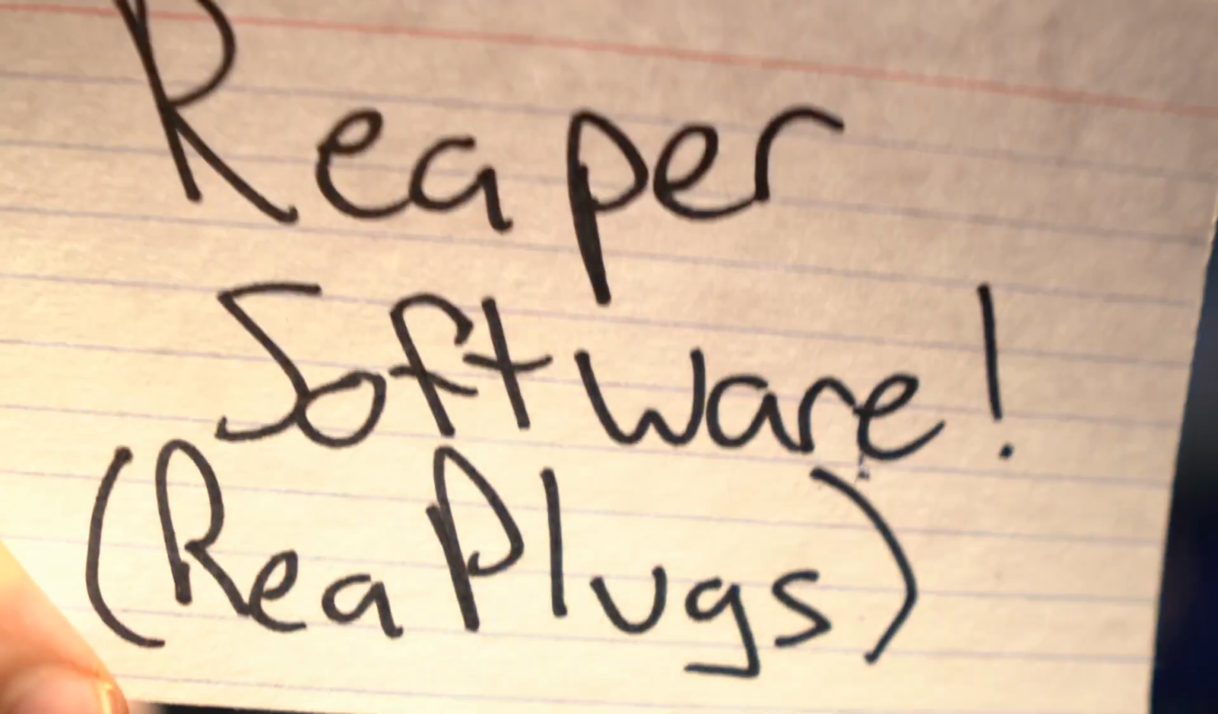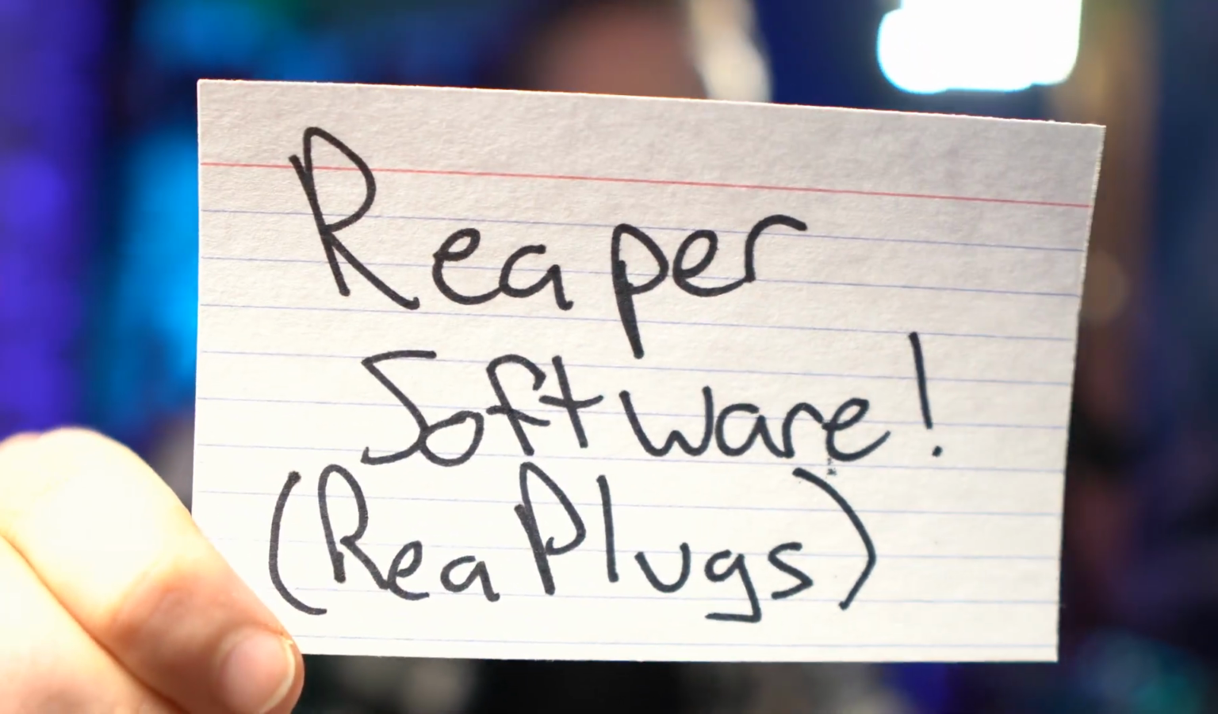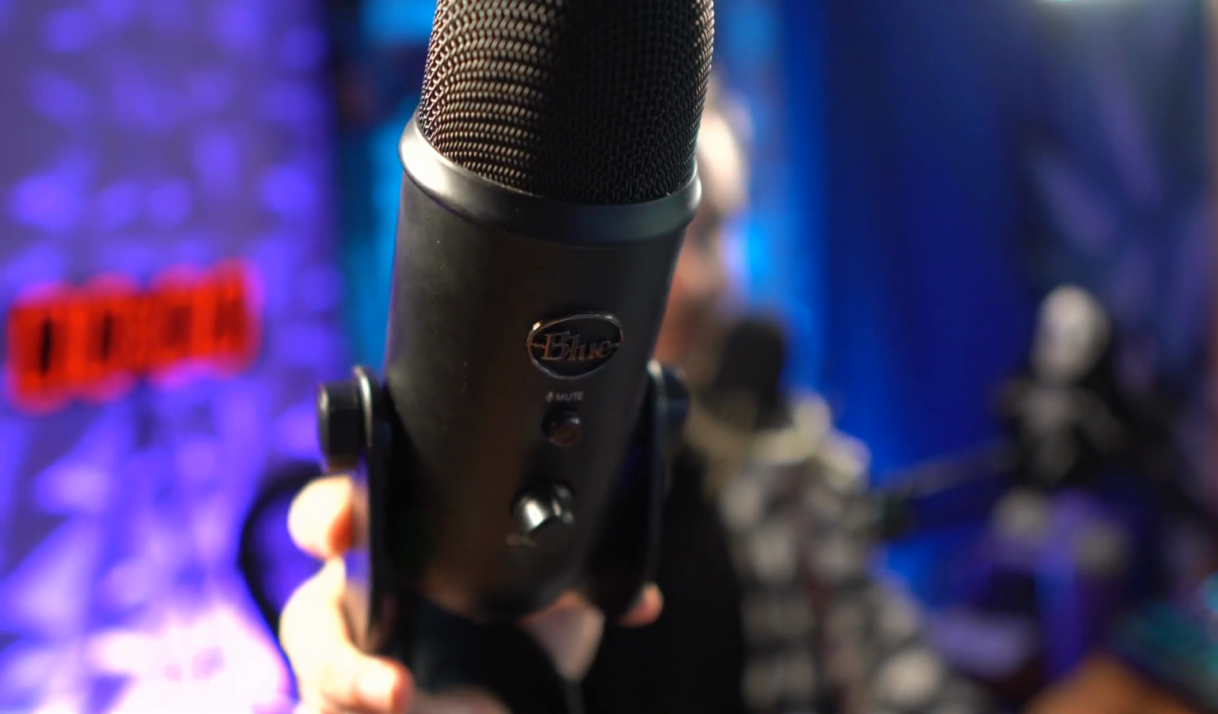Let's talk about our next tip. Our next tip is going to be Reaper software. This is going to be the stuff that makes your audio sound amazing. And to do this whole tutorial, I'm actually going to use a very popular microphone. Not one that I typically use for streaming, but one that I keep on reserve. Just in case anybody asks, we're going to be using a Blue Yeti.